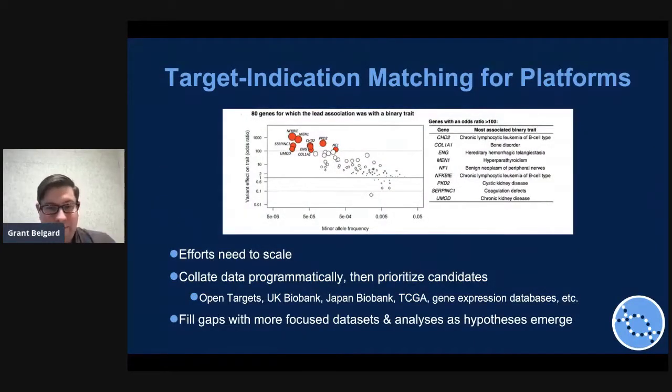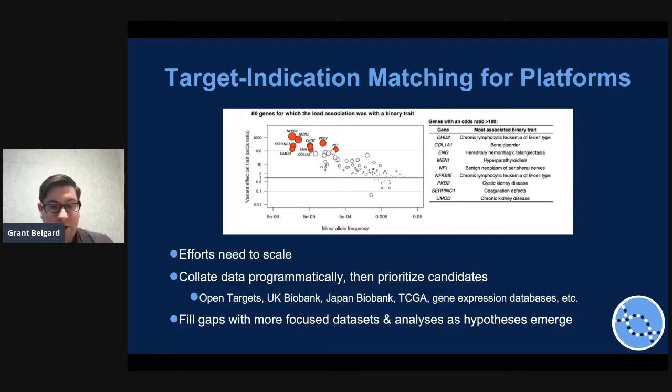Platform companies that have the ability to drug a broad class of potential targets need to choose among them, and additionally need to narrow to the indications of interest. This target indication matching is also a multidisciplinary effort, particularly for selecting the indication. For bioinformaticians to bring value to this process, the broad search space means the efforts need to scale.